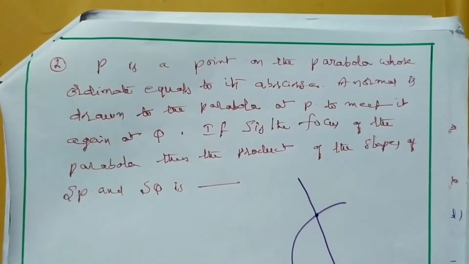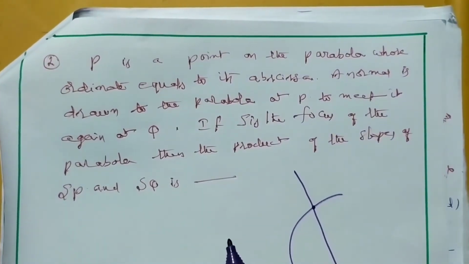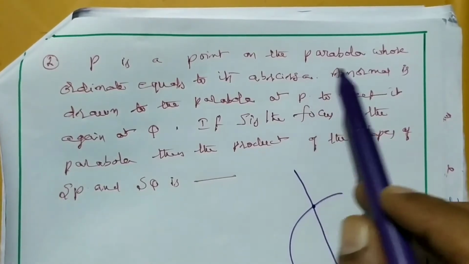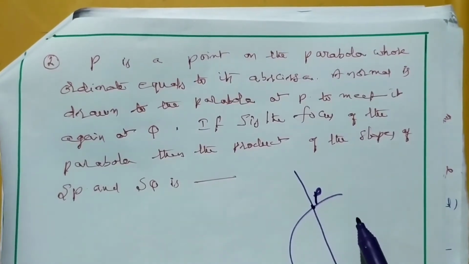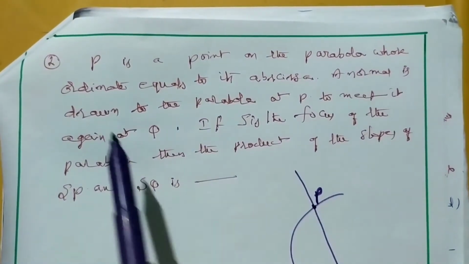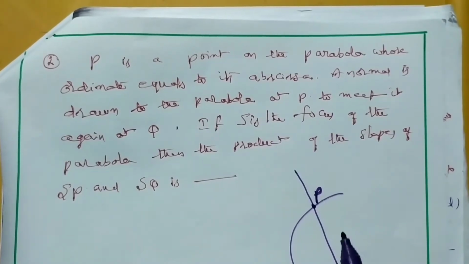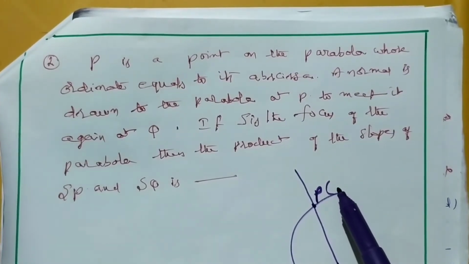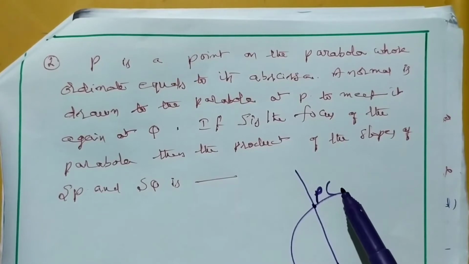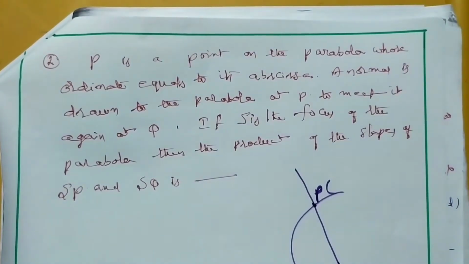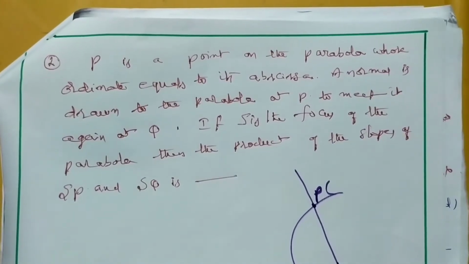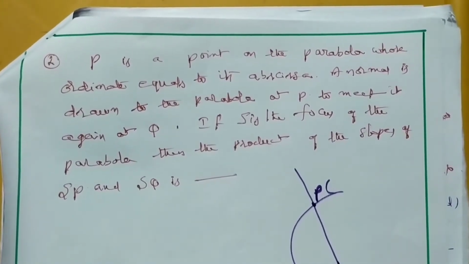Hi students, if you see this problem once, P is a point on the parabola. Let us say P is a point on the parabola whose ordinate equals its abscissa. Suppose it has coordinates x comma y, where x and y are equal, the abscissa and ordinate. A normal is drawn to that parabola at point P and meets it again at Q, the same parabola.